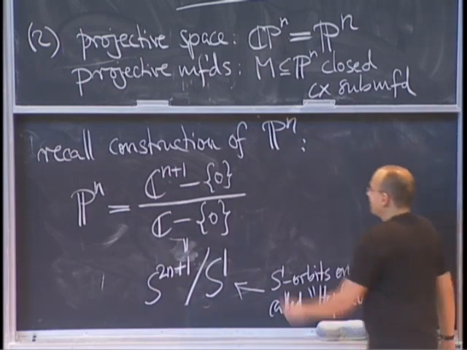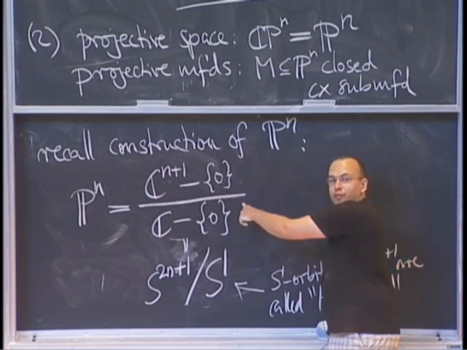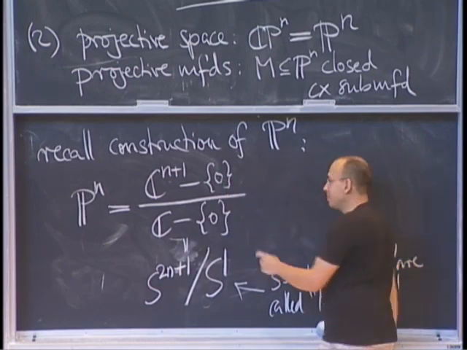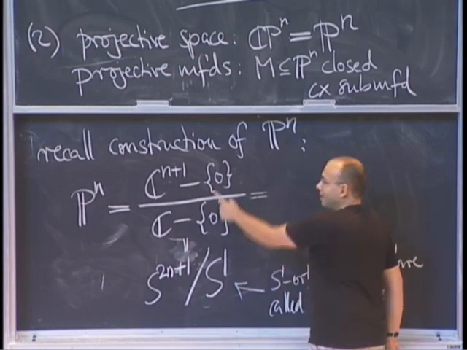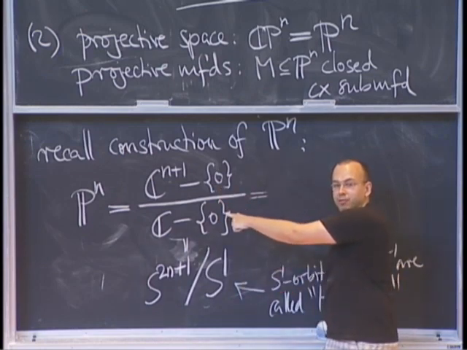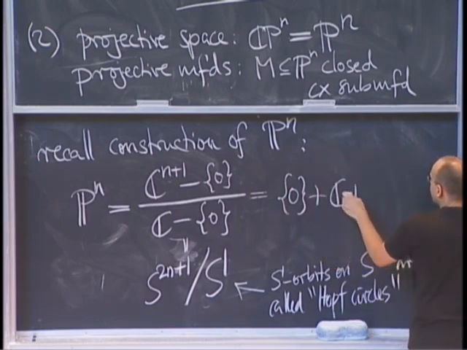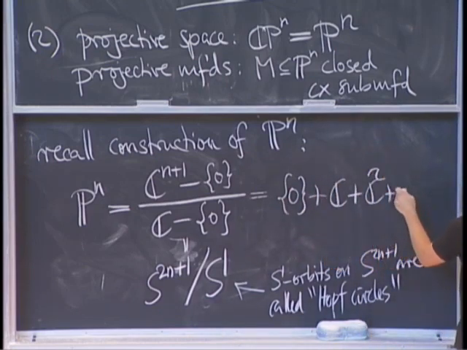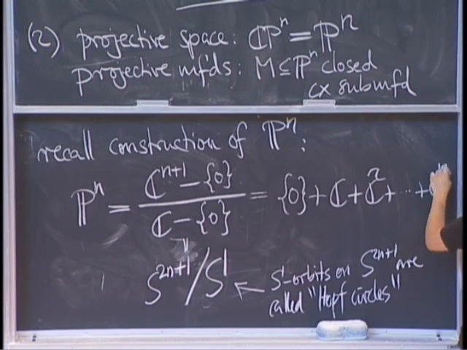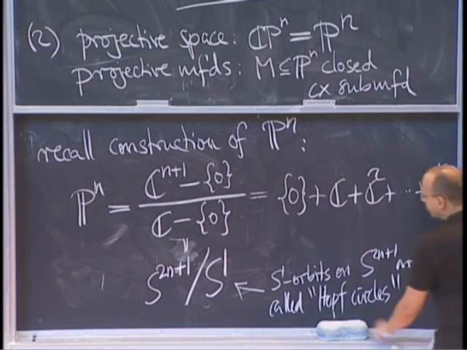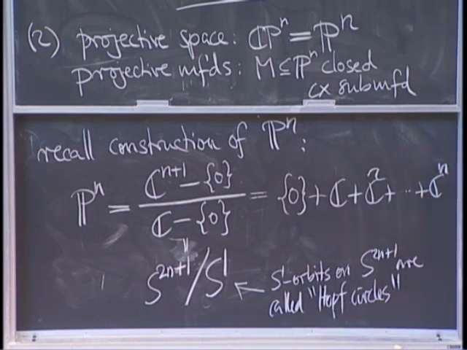So there's one other thing that this formula is good for. It tells us a lot about the structure of projective space. So I'm going to expand this as a geometric series. Okay, so this is all you need to know about the topological structure of projective space. It tells you everything.